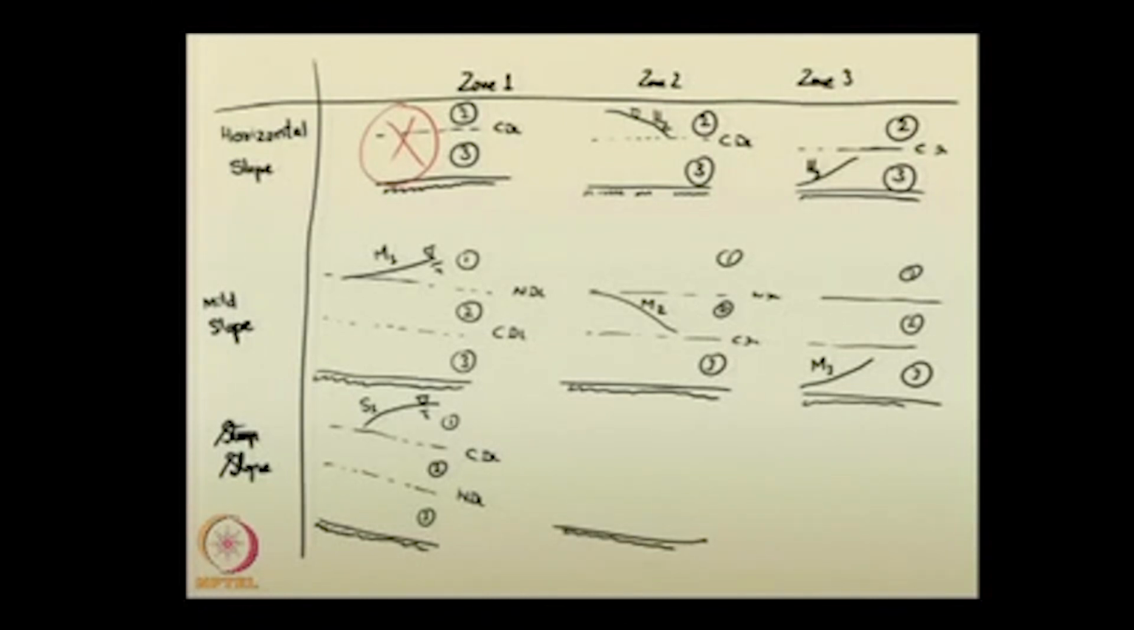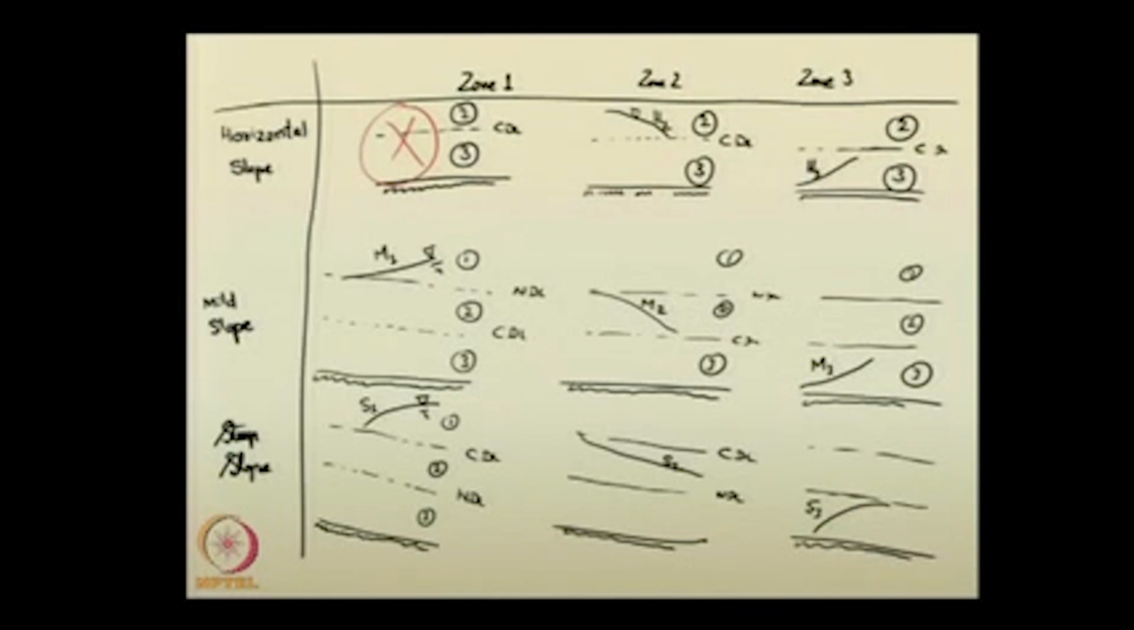Similarly, if there is a change in water surface in the zone 2 of the steep slope channel, this water surface profile is called S2. One can easily witness the S3 curve as well. So, S3 will be something of this form.